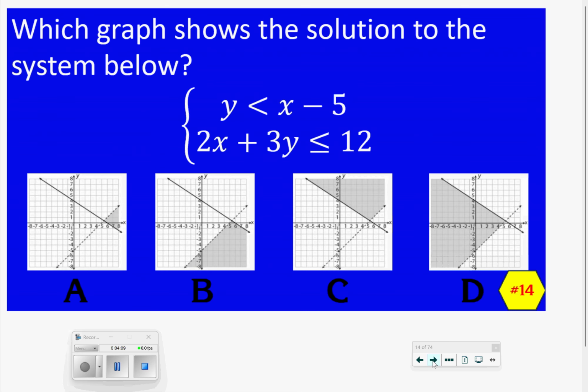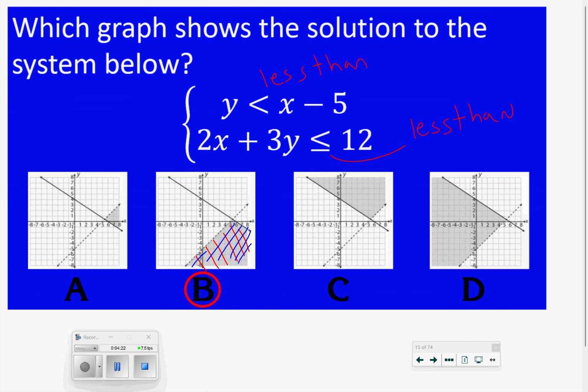All right, take a look at this one and see if you can find the answer. Okay, the answer on this one is B. Both of these are less than. So you look at the dash line because it doesn't have an equal to, and the solid line that has an equal to. Both of them shade below. So here, shade below this way. For the solid, it's shade below this way. For the dash, the overlap is here, but they both shade down because they are both less than.